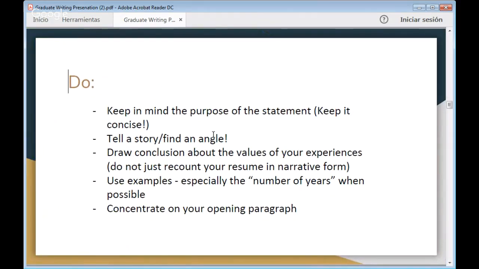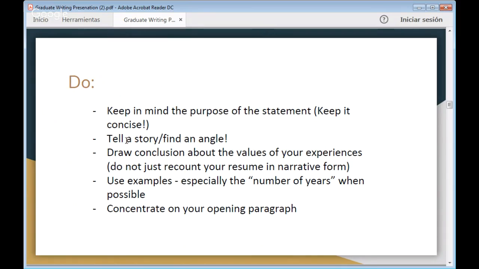Okay, so here are some general do's and don'ts for your personal statement. You want to keep in mind the purpose of the statement. In 500 words, you really don't have a lot of space, so you want to make sure that you're keeping it concise, that you're including the important information, and you're not getting away from your main purpose.